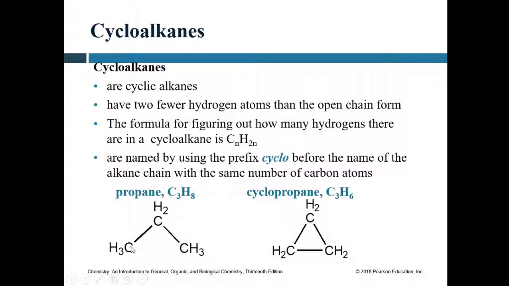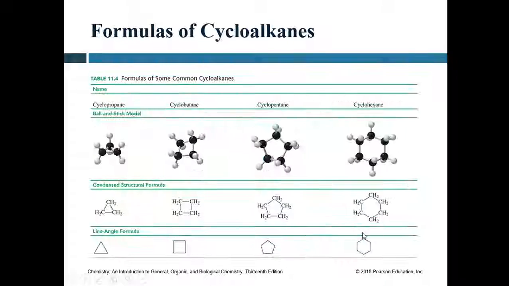Now then, in order to connect this carbon to carbon right here to make this cyclic ring, since carbon can only have 4 bonds, it's going to have to drop a hydrogen from here and a hydrogen from there, i.e. 2 fewer hydrogens to make this connection. So the formula for figuring out how many hydrogens there are in a cycloalkane is CnH2n. They are named by using the prefix cyclo before the name of the alkane chain with the same number of carbon atoms. So here's C3H8 with propane. If it's the cyclic ring, it's cyclopropane.